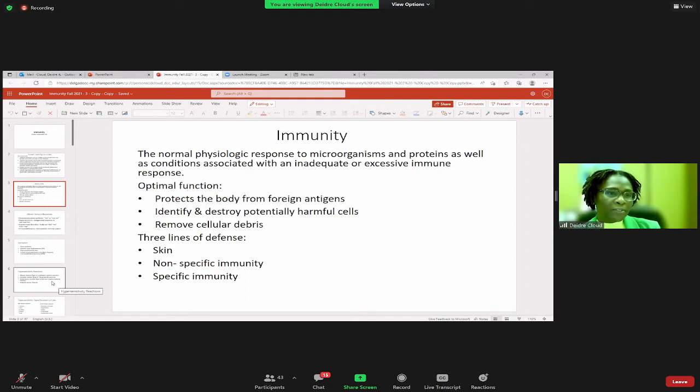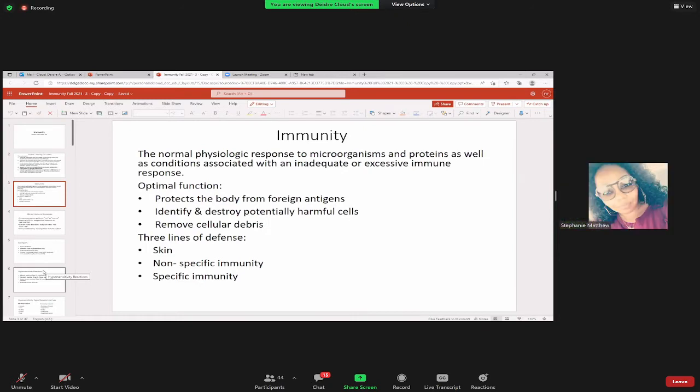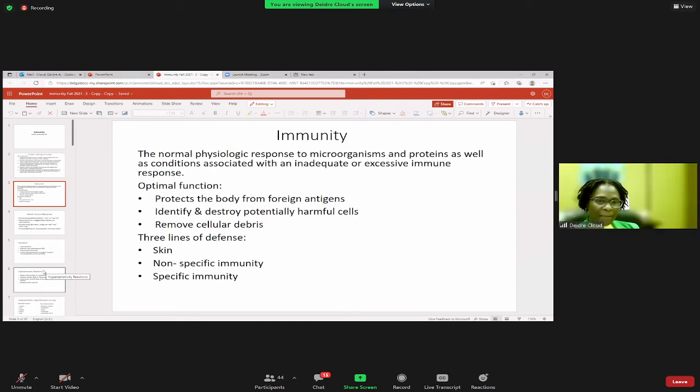And there are two types of immunities. Who can tell me what the two types of immunities are? Active and passive immunity. Exactly. The two types of immunity are your active immunity that occurs through exposure to the disease, like vaccinations, right? And your passive immunity occurs when you get antibodies from another person, like during childbirth, you get antibodies from your mother. So those are your two types of immunities.